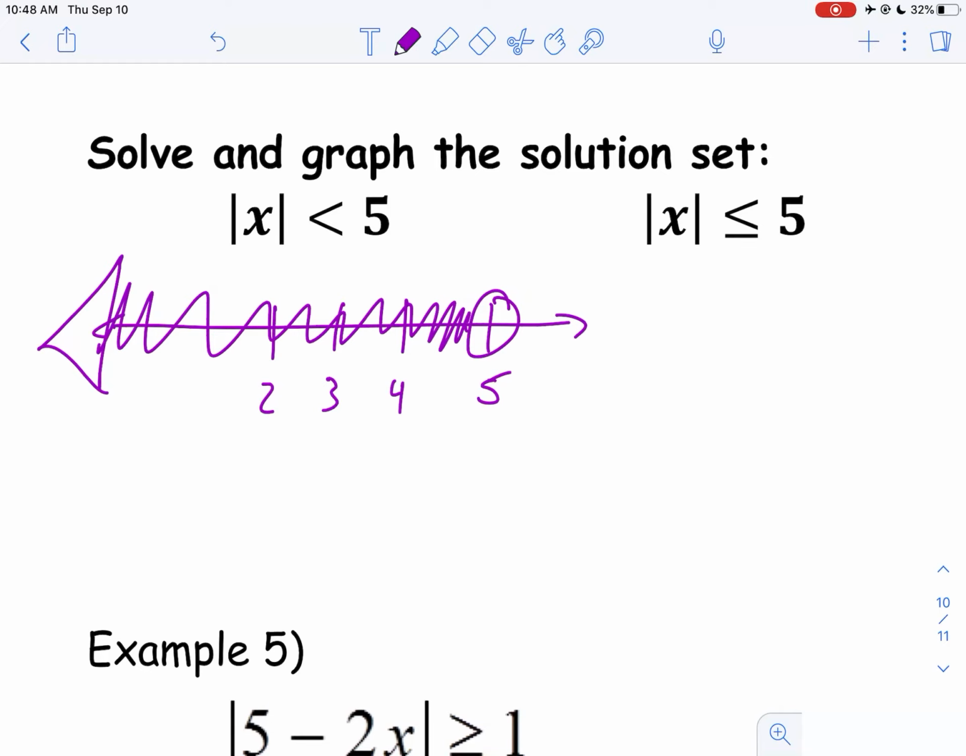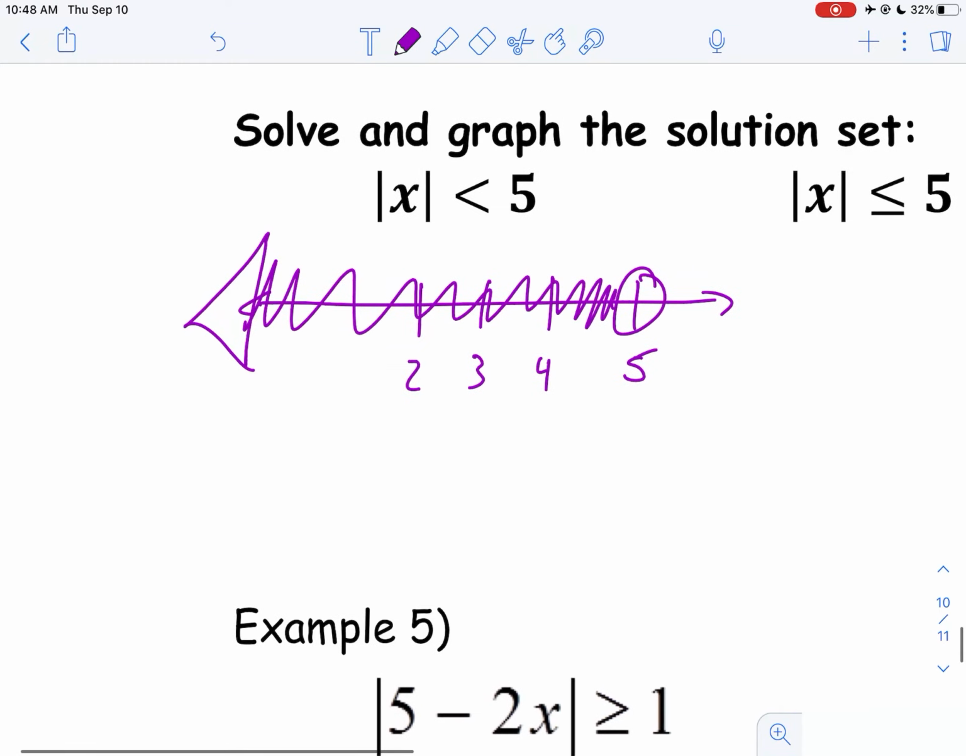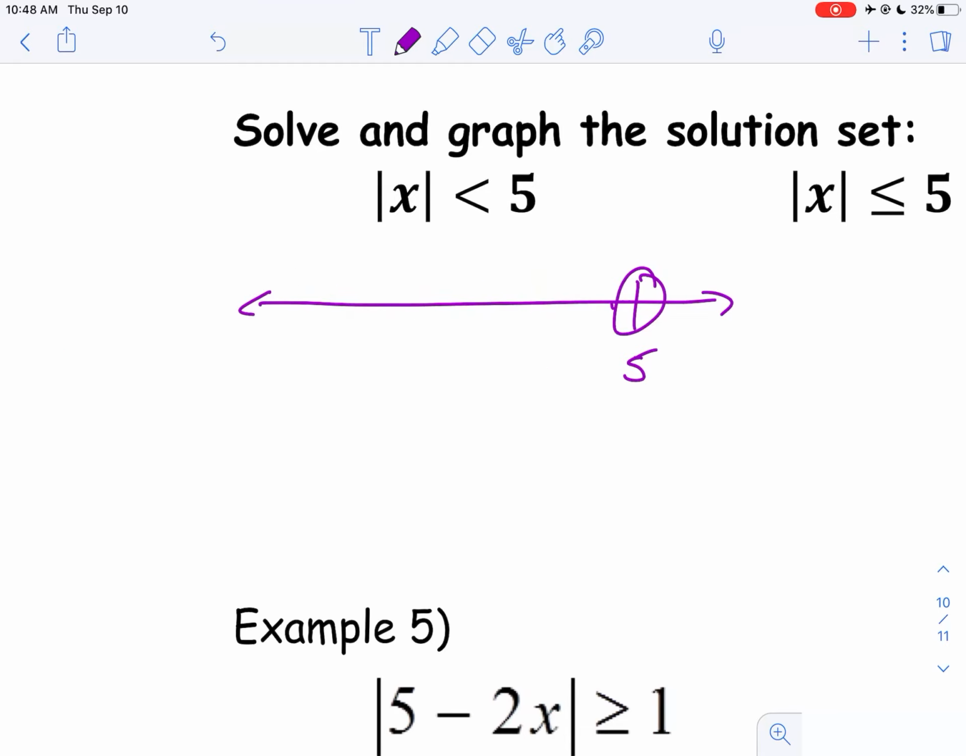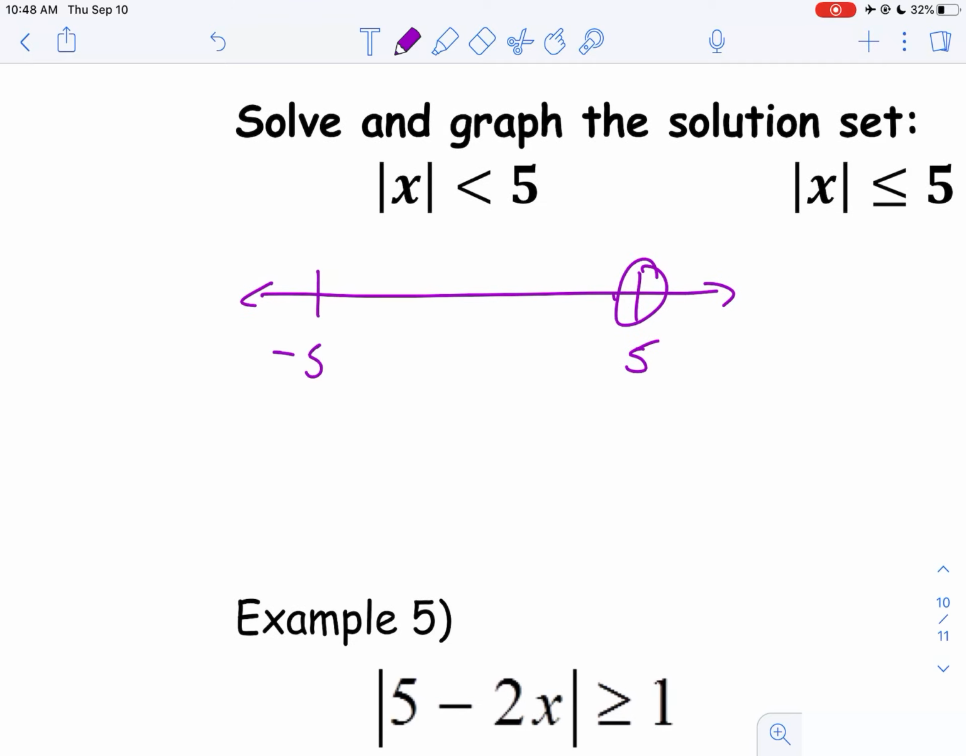But what if we pick a number way out here like negative 10? The absolute value of negative 10 is positive 10, right? And positive 10 is not less than 5. So this gets into the issues at hand. The key is, as long as it's between negative 5 and positive 5, it'll work.